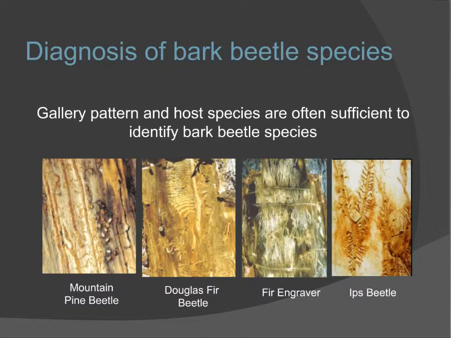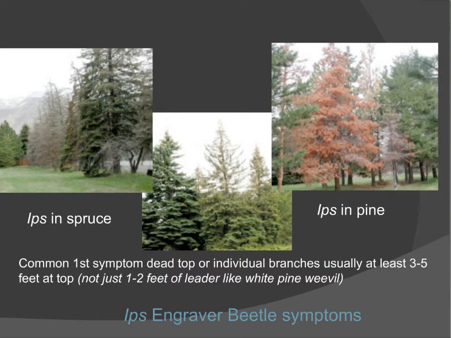Diagnosis of the beetle species can often be done by knowing the host species and looking at the gallery patterns. As you can see, there are several different types of gallery patterns here. Ips has a sort of Y-shaped pattern, and it's because it's a polygamous species where the others aren't. This is basically what you might see with Ips.